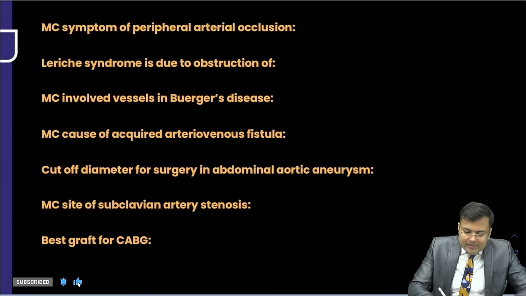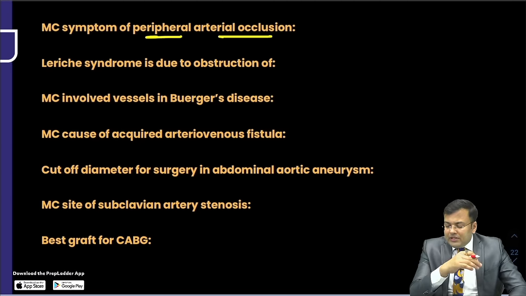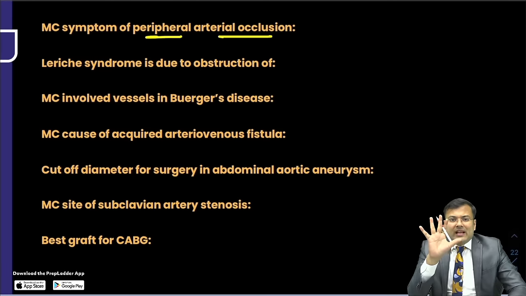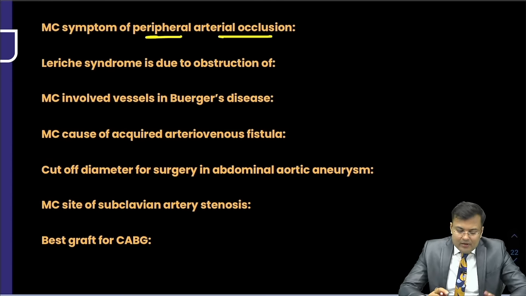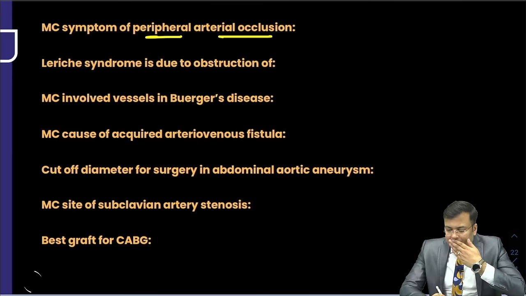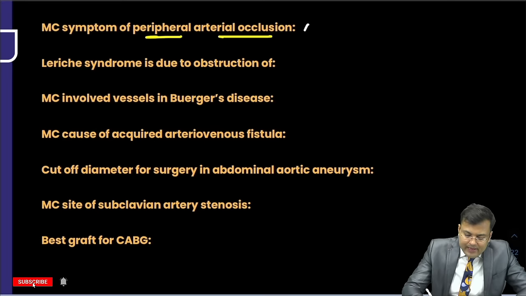Next, most common symptom of peripheral arterial occlusion. It is characterized by 5P: pain, pallor, paralysis, paresthesia, pulselessness. Tell me, most common symptom. No, it's not claudication. Pain. It is pain that is most common.